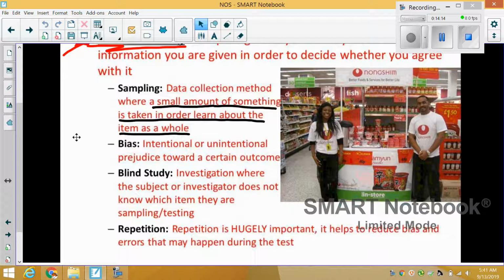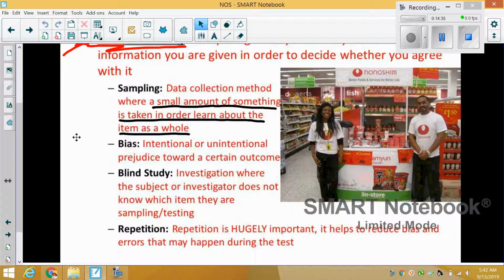A bias is an intentional or unintentional prejudice toward a certain outcome. It's really important that science reduces bias, because if you want a certain outcome to be true, then it's more likely that that outcome will come true when you're collecting your data. So you have to reduce bias.